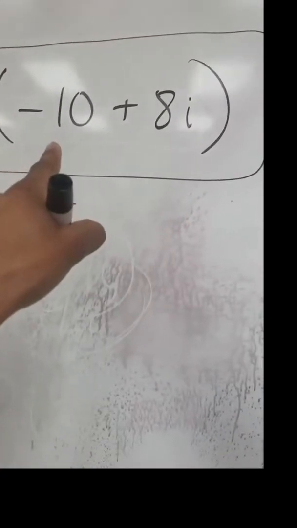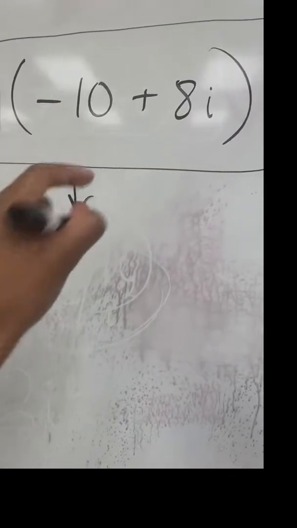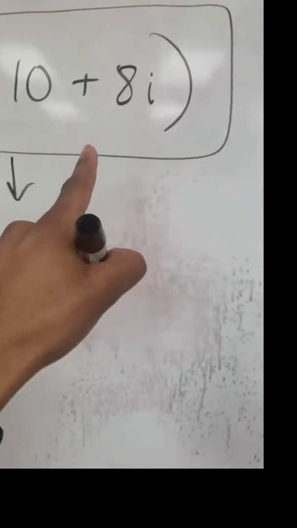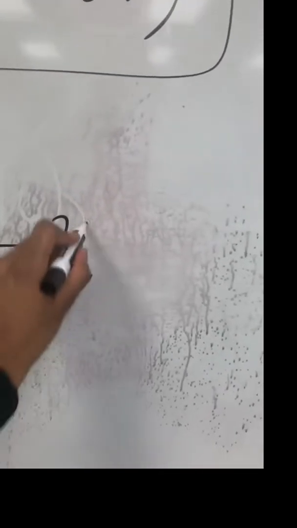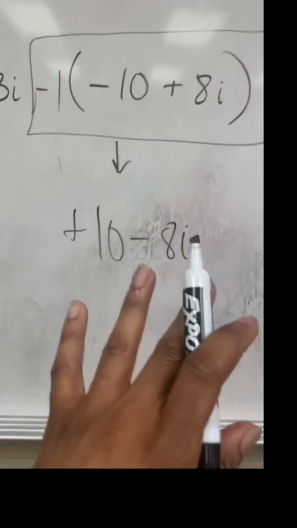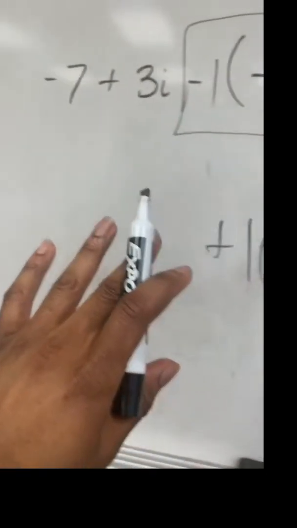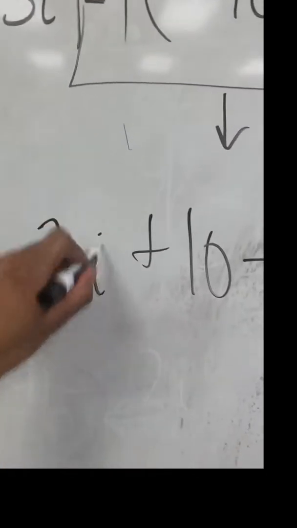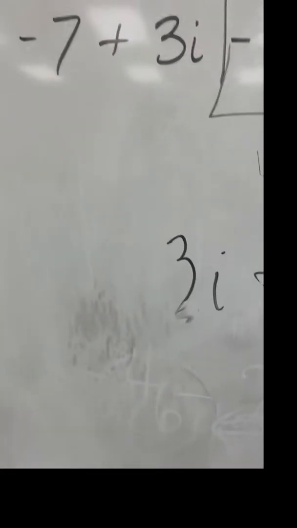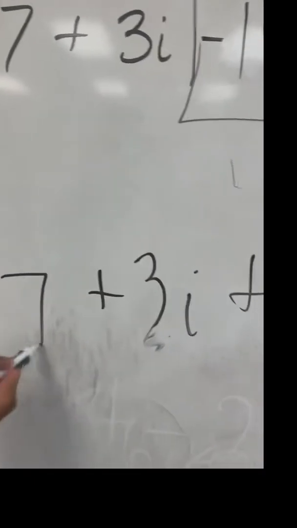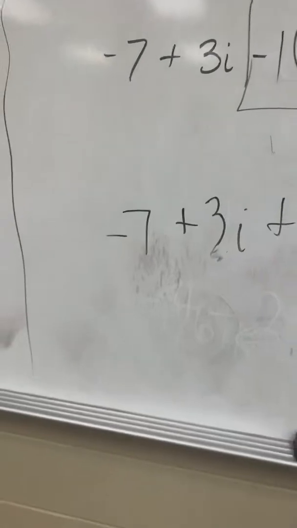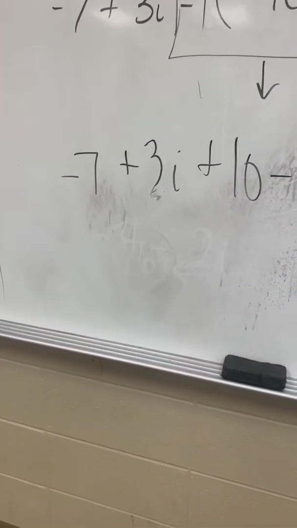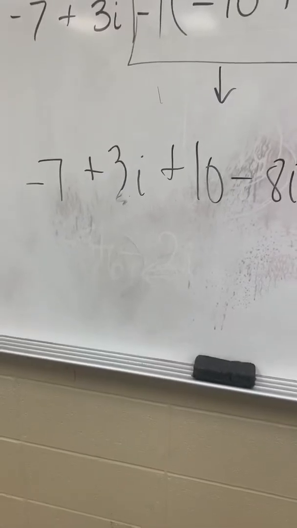That means what I'm looking at here is going to change on the signs. That's going to be a positive 10, so I write plus 10. That's going to be a negative 8I, so I write negative 8I. And so far, that part of the problem is handled. Now I can bring all these back down. I could bring the 3I down. And I could bring down the negative 7. And from here, we're just going to combine like terms. Numbers with numbers, complex with complex.